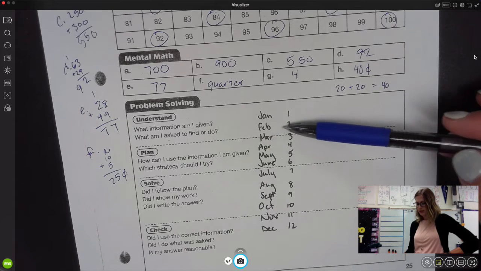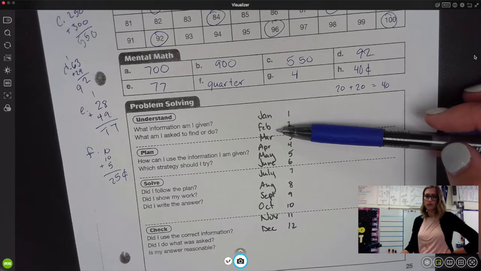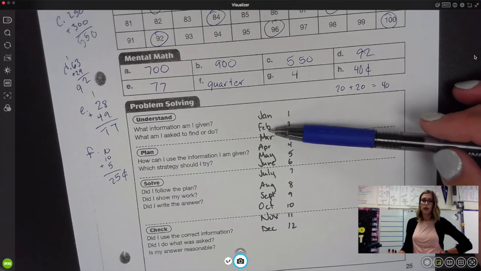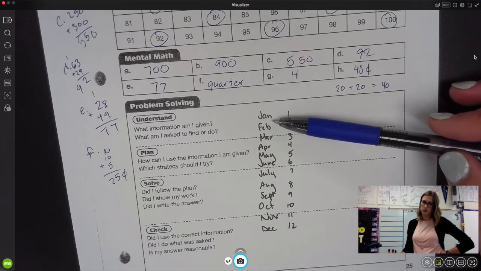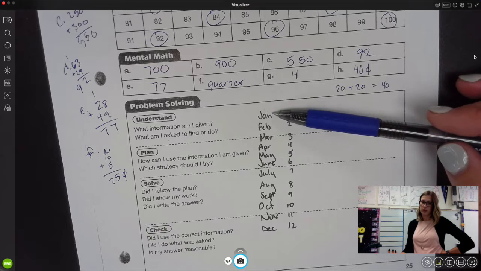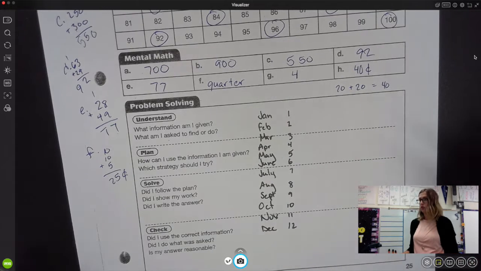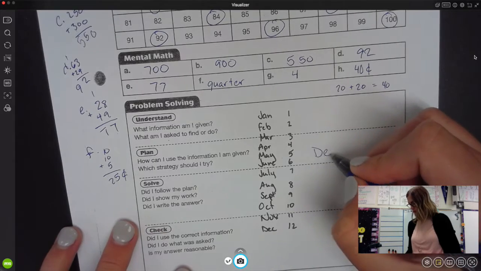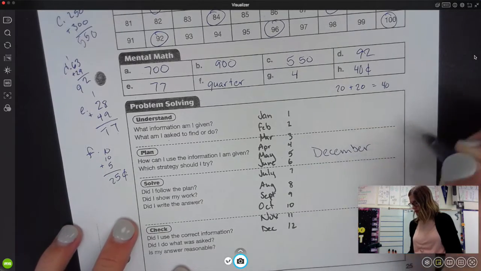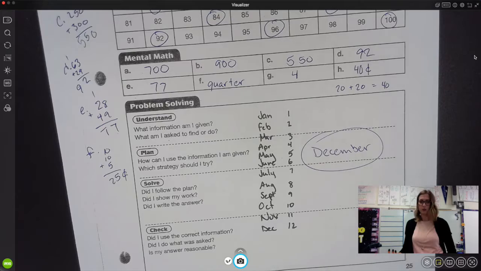Well, 24 months after February would still be February. So we need to go backwards 2 months. All right, so let's go backwards 1 to January, and then what comes before January? December. So she was born in December. Go ahead, circle that answer when you're done.